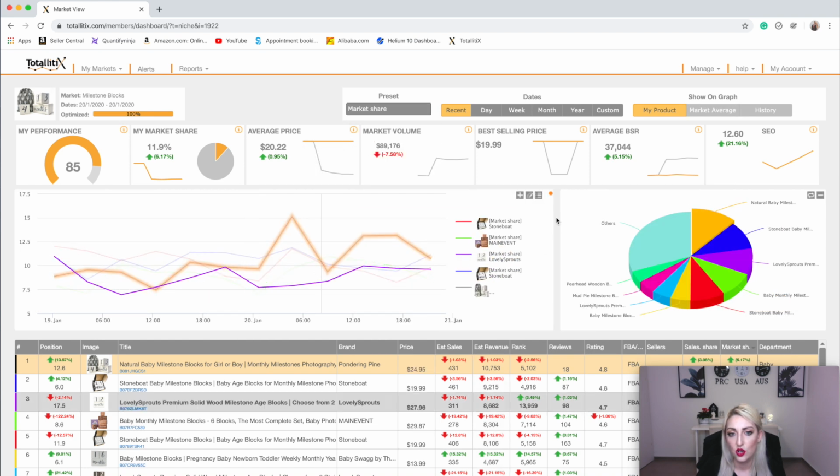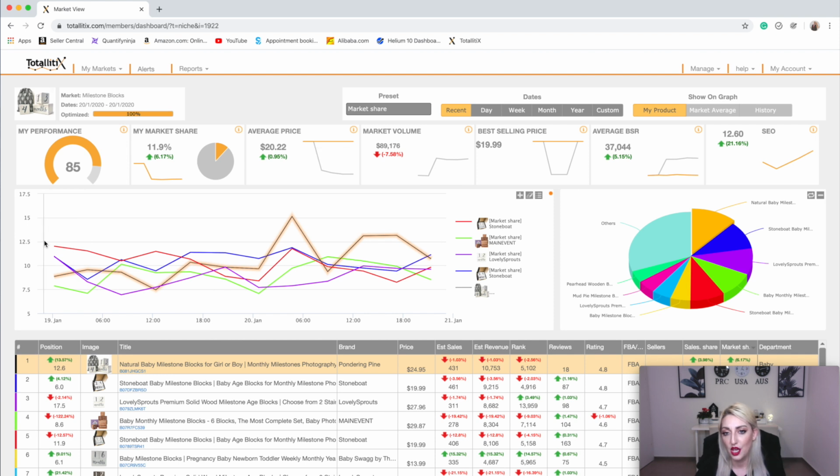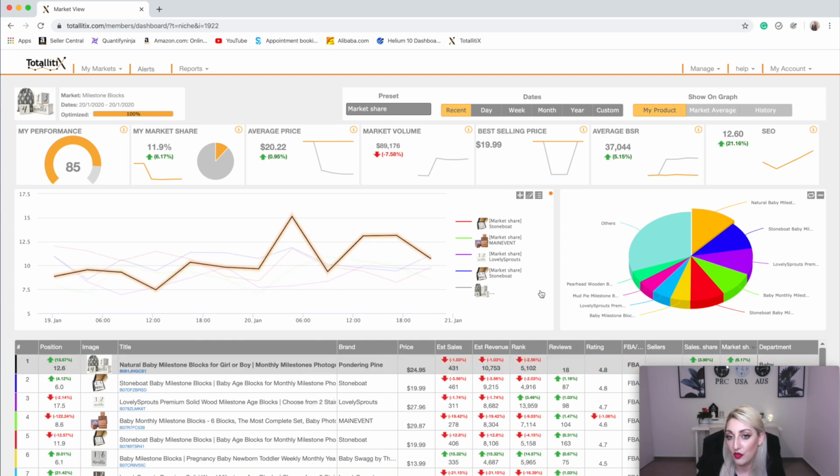Okay, so that is the top part. I promise to make more videos on Totallitix in the future. I don't want this video to be way too long. That is some really important information. If you understand how to utilize and interpret it, you're just going to be able to really dominate. I honestly believe that, because this is far beyond any other software that I've seen. And I really do believe that.